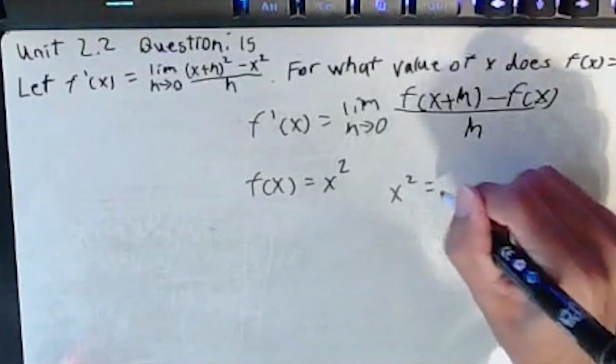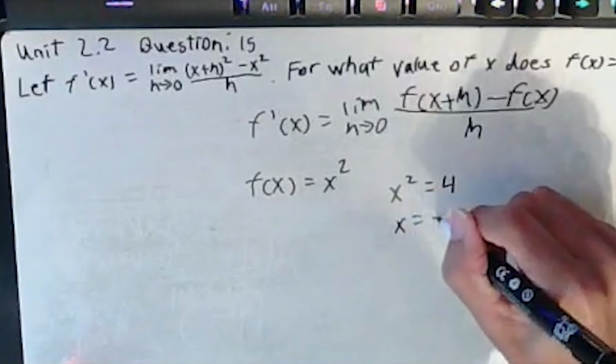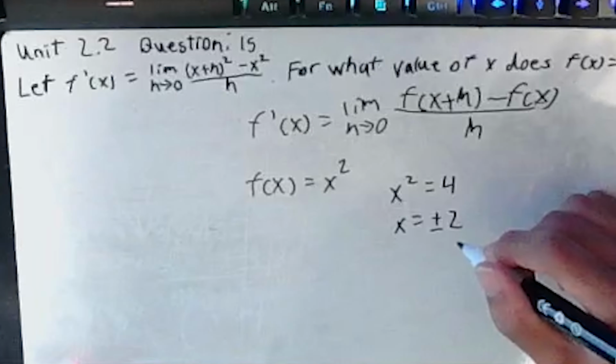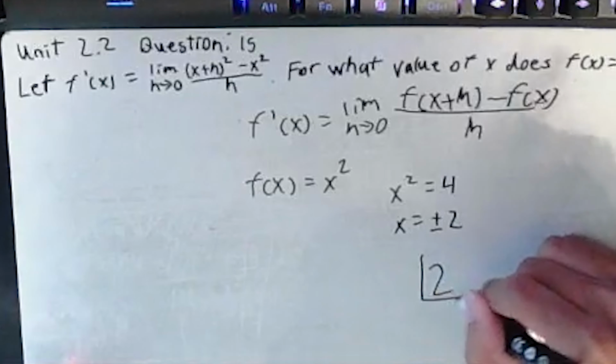X squared equals 4. And then we take the square roots on both sides. X equals plus or minus 2. But in our answer choices, the only one out of these two that is there is positive 2. So our answer is positive 2.